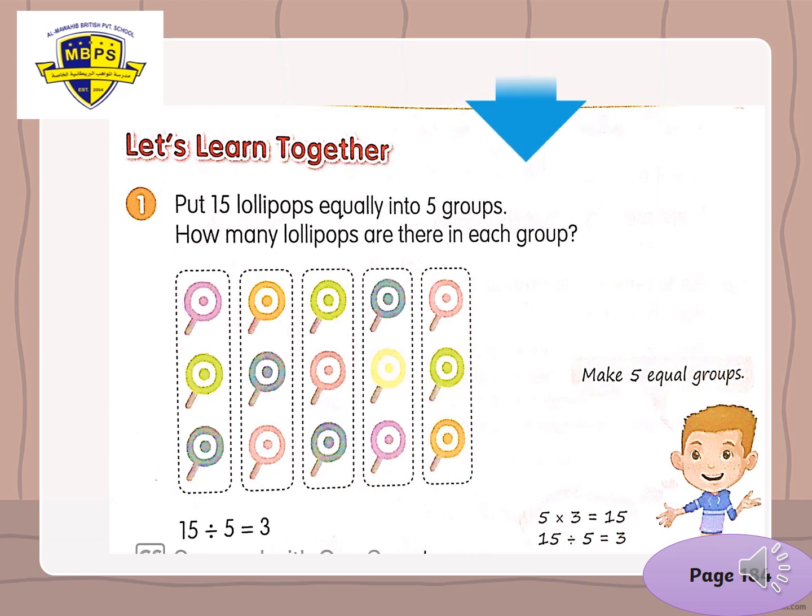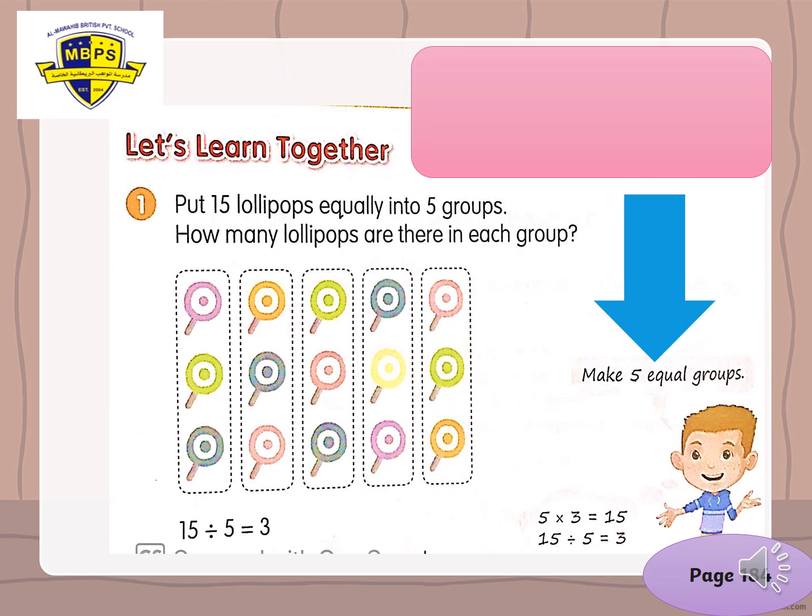Look at the boy. He is saying, make 5 equal groups. We make 5 equal groups. Now, how many in each group? Very good. We have 3 in each group. But how can I write a multiplication sentence and a division sentence about this picture? I will show you. First, we have 5 groups of lollipops and we have in each group 3. So we can say 5 groups of 3 or 5 multiplied by 3 equal 15.